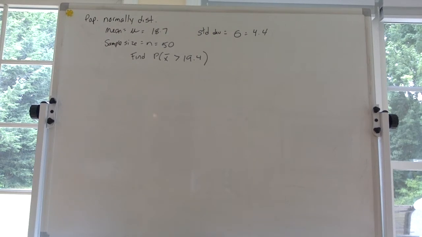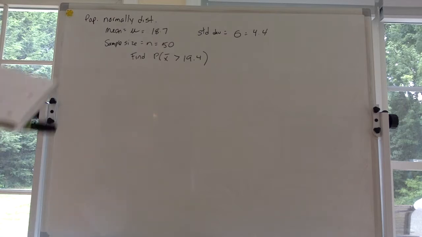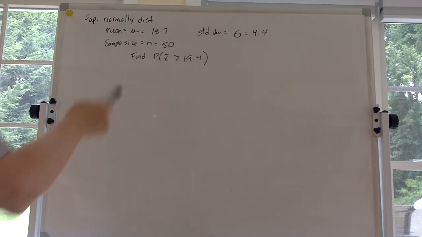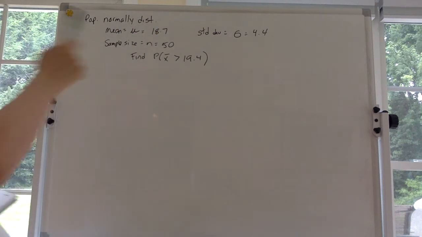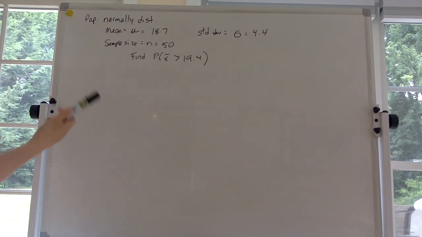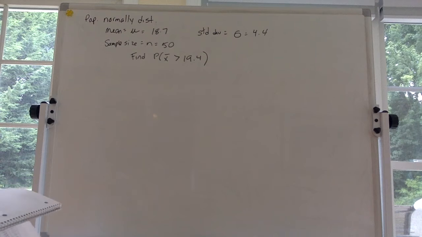Okay, in this problem they tell us that the population is approximately normally distributed, and they tell us that the mean of the population is 18.7. The standard deviation for the population is 4.4, and we're going to take a sample of size 50, and they want us to find the probability that the mean of that sample is greater than 19.4.